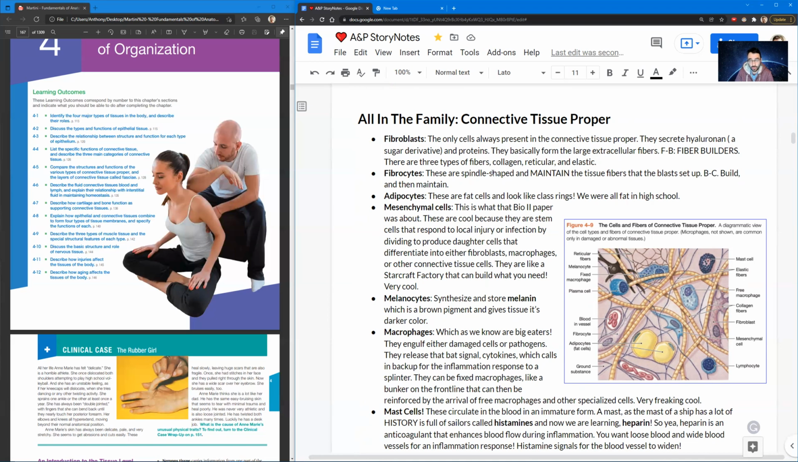And there's three types of those fibers, which we'll learn about, and that's collagen, which you may have heard about, reticular, and elastic. So then we have the fibrocytes, so like the brother of the fibroblasts. These are spindle-shaped, and they maintain the tissue fibers that the blasts set up.